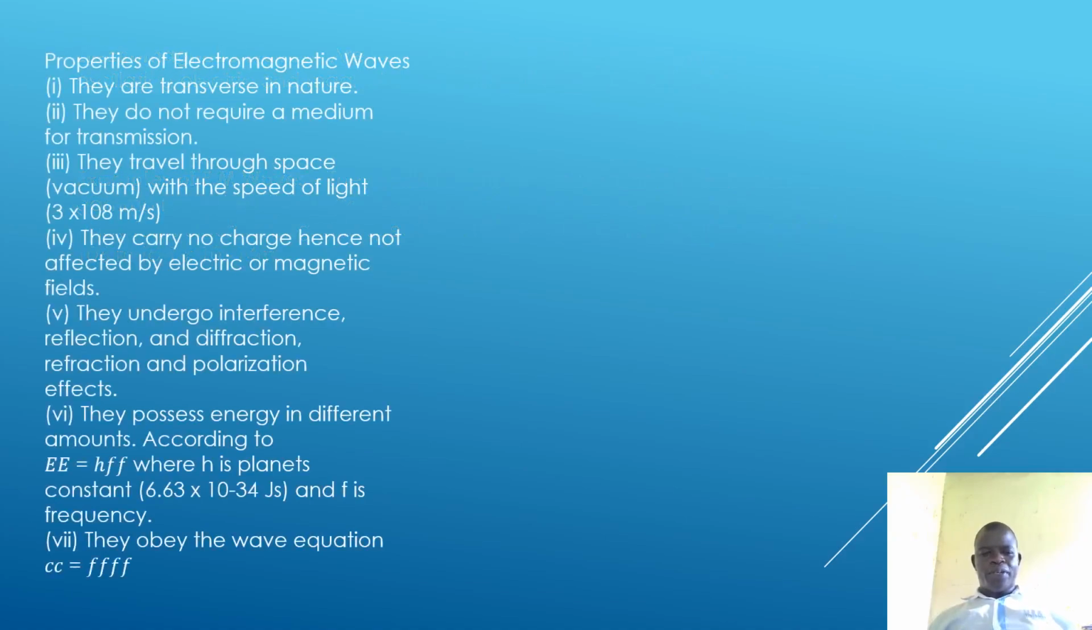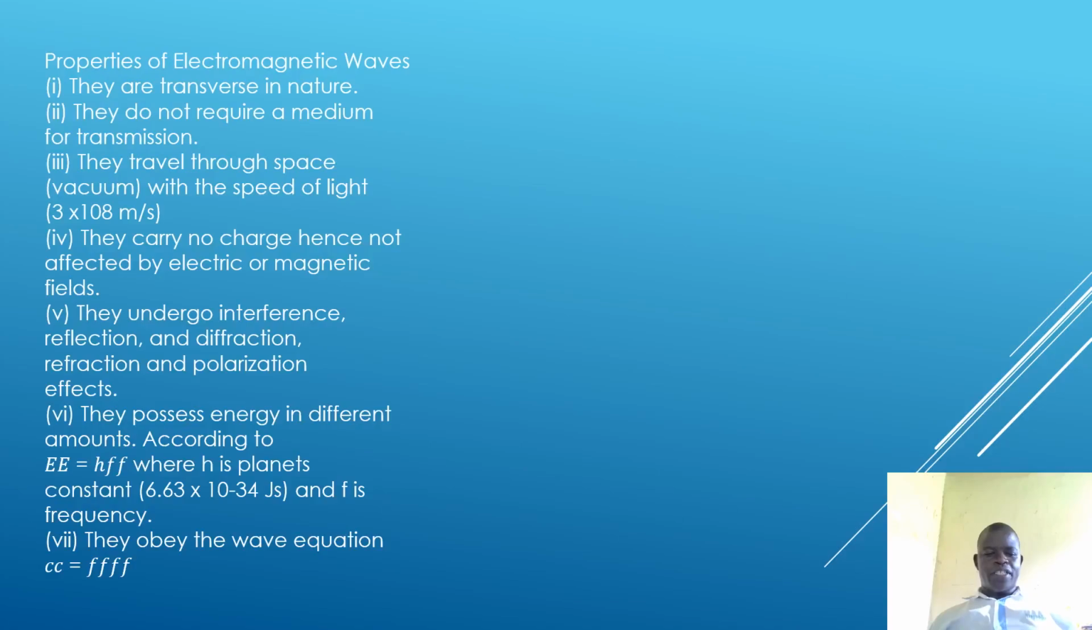What are some of the properties of electromagnetic waves? One, they are transverse in nature. They also do not require any material medium for transmission. They travel through space at the speed of light. They carry no charge, hence are not affected by electric or magnetic fields. They undergo interference, reflection, diffraction, refraction, and polarization effects.